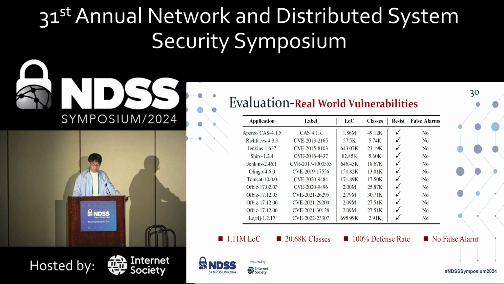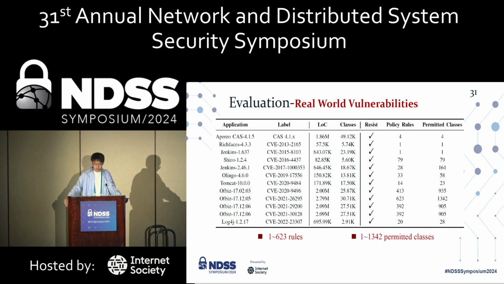To mitigate real-world vulnerabilities, DeseriGuard analyzes projects that on average comprise 1.11 million lines of code. These projects include around 20.68 thousand classes, among which there are numerous exploitable gadget chains, presenting a significant challenge for analysis. On those projects, DeseriGuard achieves a 100% defense rate without triggering any false alarms.